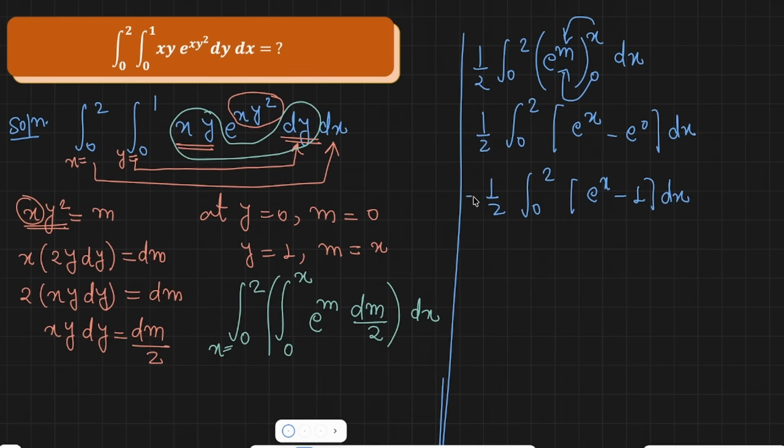Now it is your single integral. You can solve this integral using your single integral concept. So 1 by 2, e to the power of x. Integral of e to the power x is e to the power x. Integral of 1 is x, and limit is from 0 to 2.